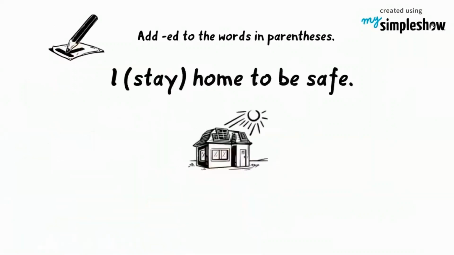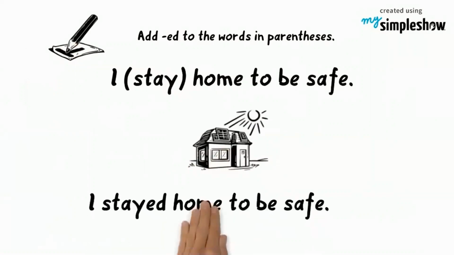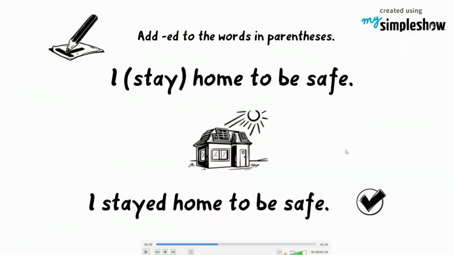Right now, let's do a short activity. Try and add ed to the word or words in parentheses. I stay home to be safe. Let's say that this is a past action. So what do you think should the change be? If your answer is like this, I stayed home to be safe, then you are correct. It's very simple. Add the suffix ed and you turn the verb into its past form.